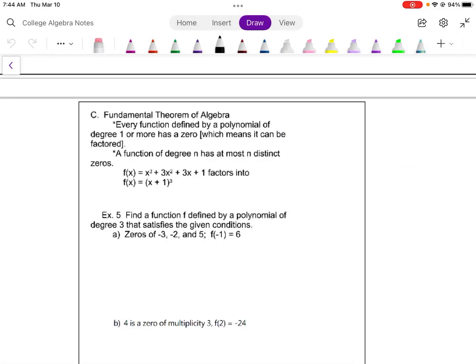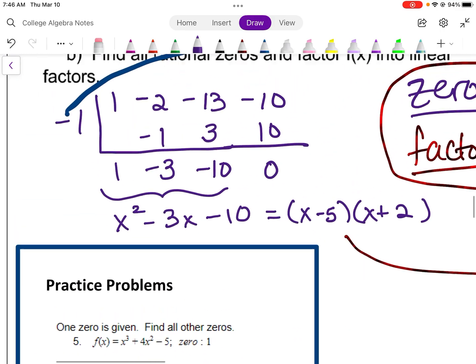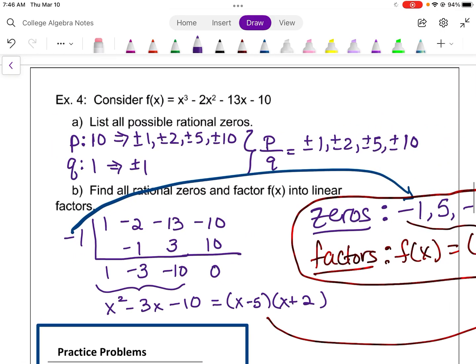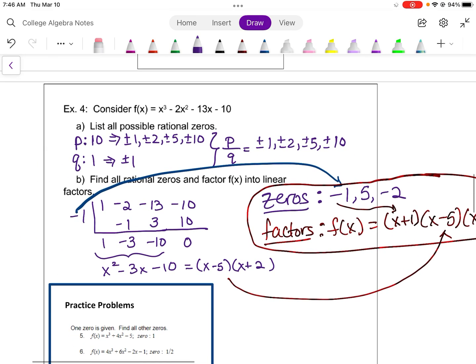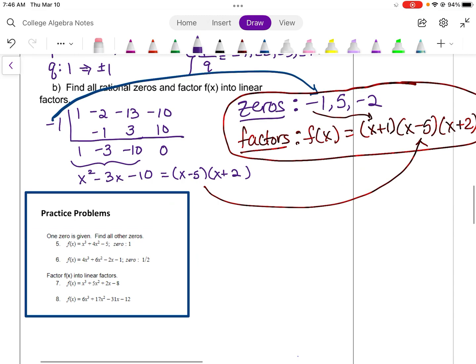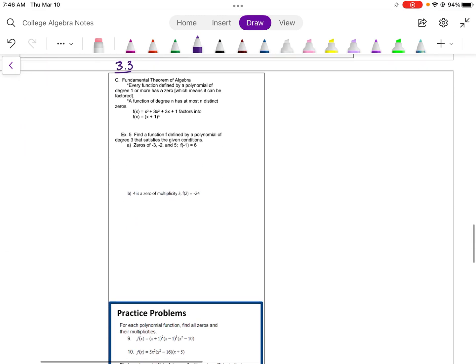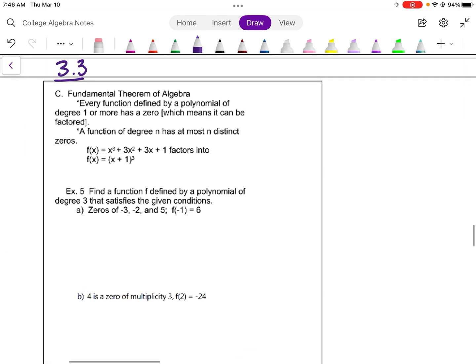College Algebra. Our notes today pick up where we left off from lesson 3.3. So yesterday we spent some time, if you'll recall, using synthetic division in our P over Q list to list all the zeros and find all the factors of a polynomial. Today you're essentially going to be working backwards.